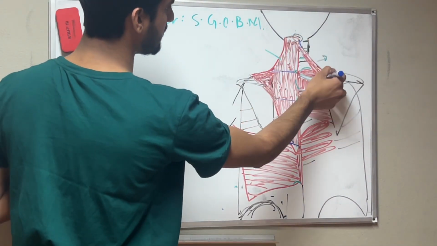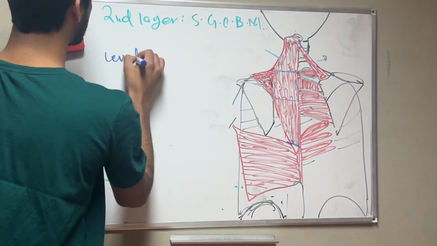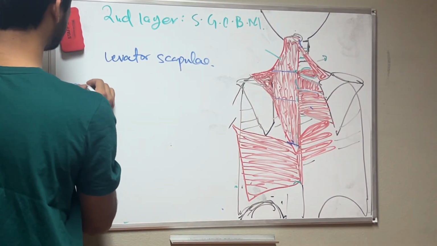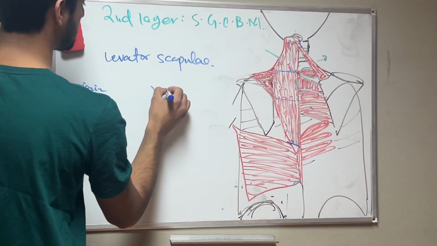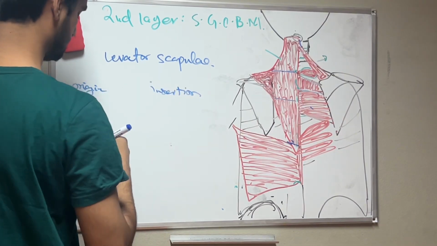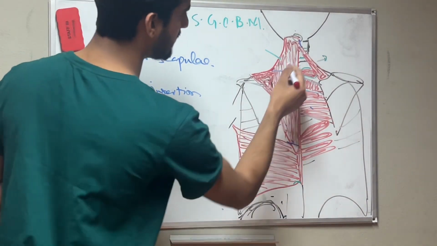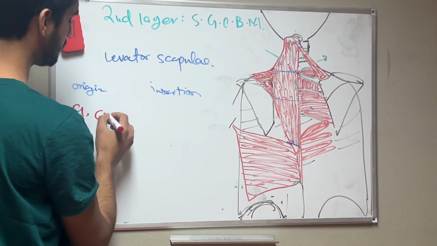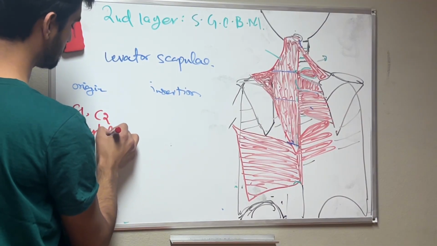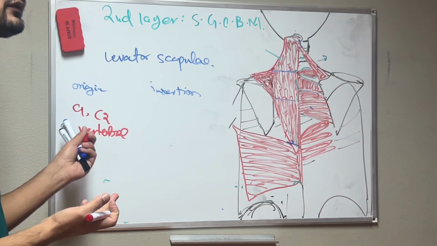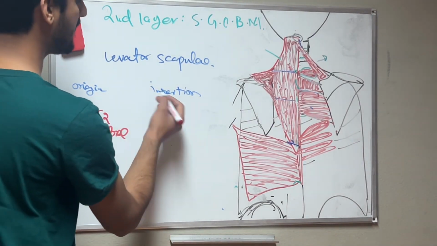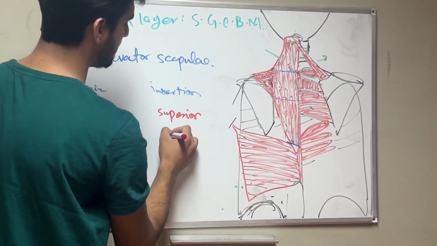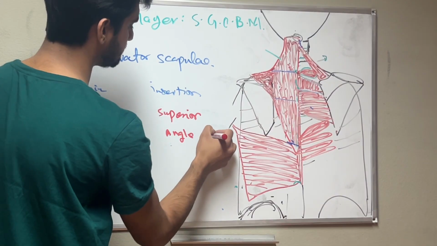This third one here and here. Levator scapulae muscle. Origin and insertion. Origin from the spine process of C1 and C2 vertebra. You know this from the name, C1 cervical vertebra. Okay, and insertion into the superior angle of scapula. Superior angle of scapula.